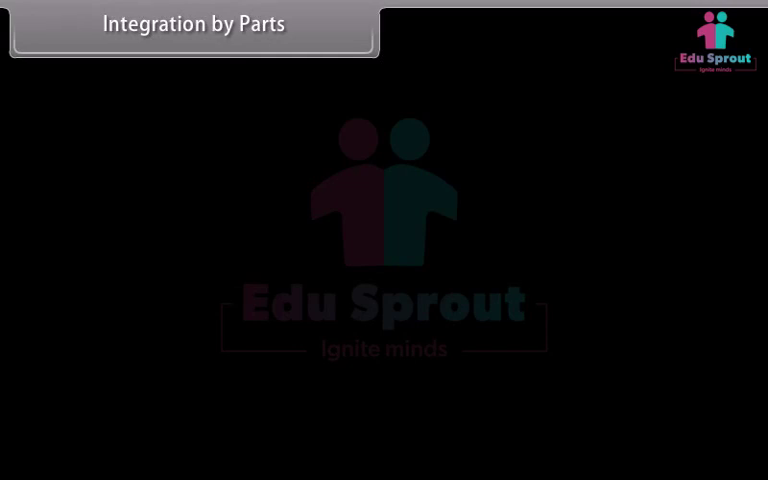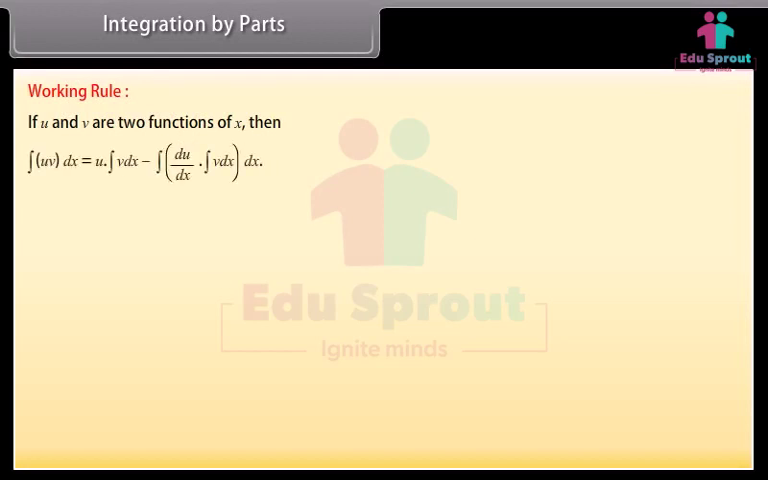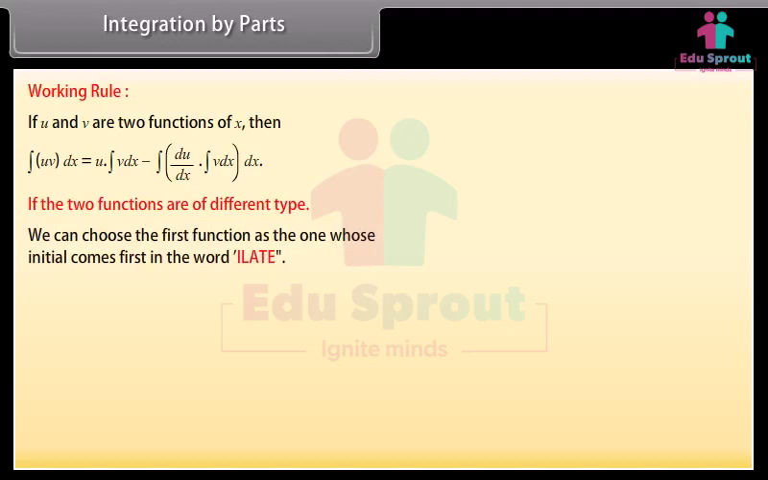Integration by parts. Working rule. If u and v are two functions of x, then the integral of the product of two functions is equal to the first function into the integral of the second, minus the integral of the differential of the first into the integral of the second function. If the two functions are of different types, we can choose the first function as the one whose initial comes first in the word ILATE.